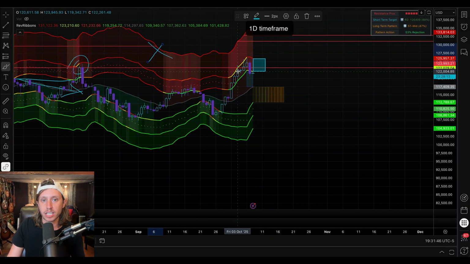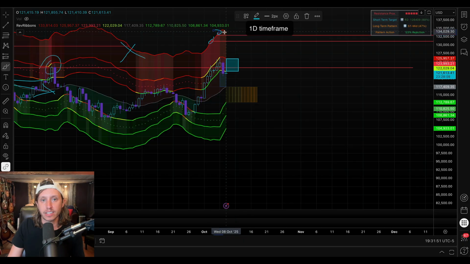And then just recently we saw a few touches here creating more upside bias. Now again, if the top side of the band comes down and cuts these off, those will be invalidated.